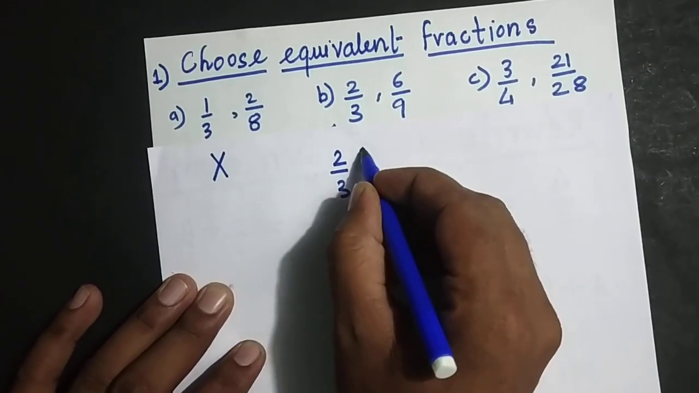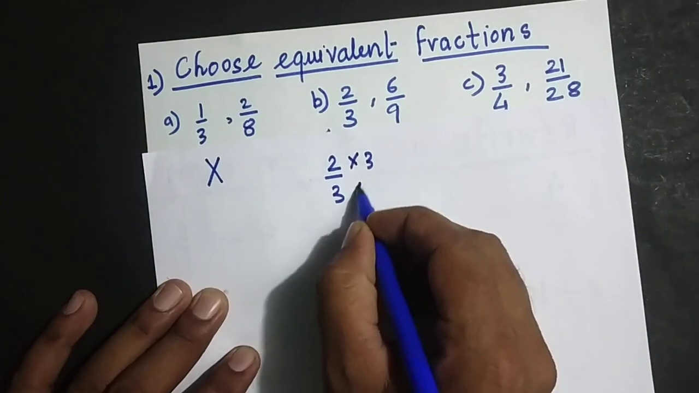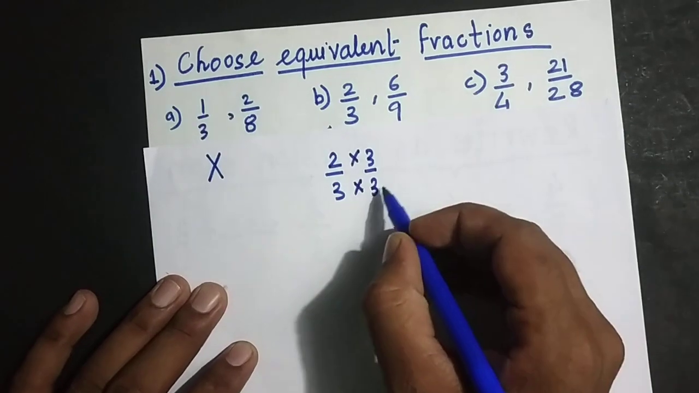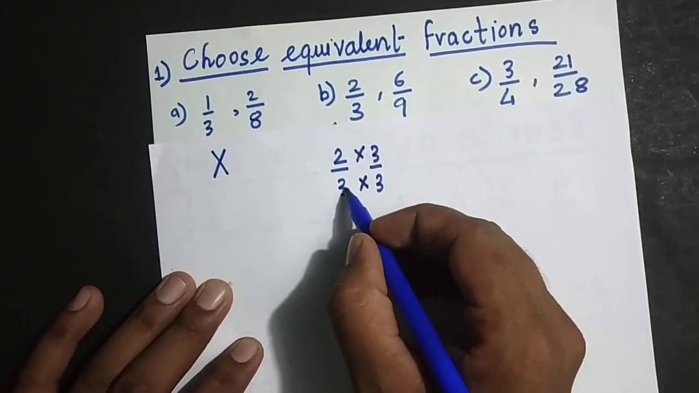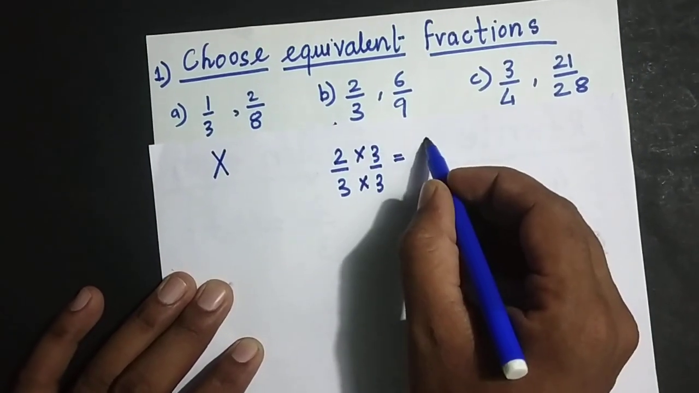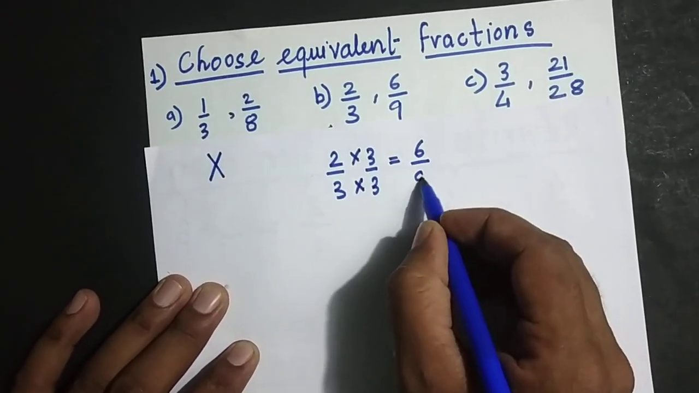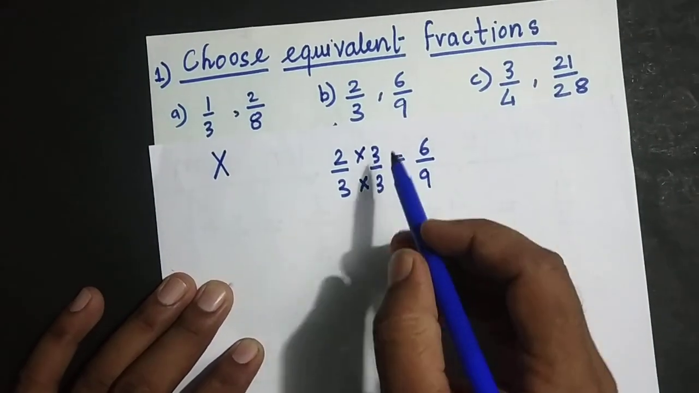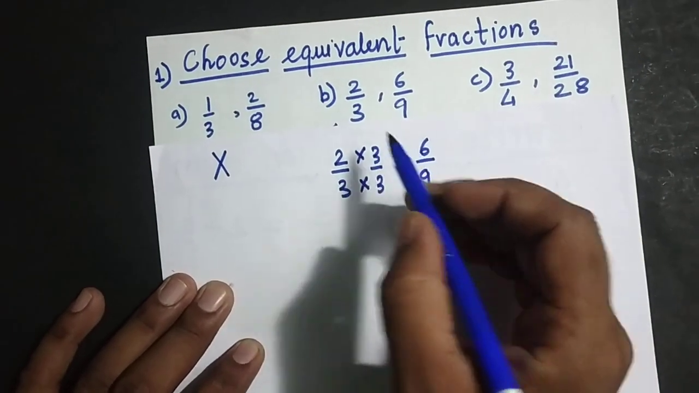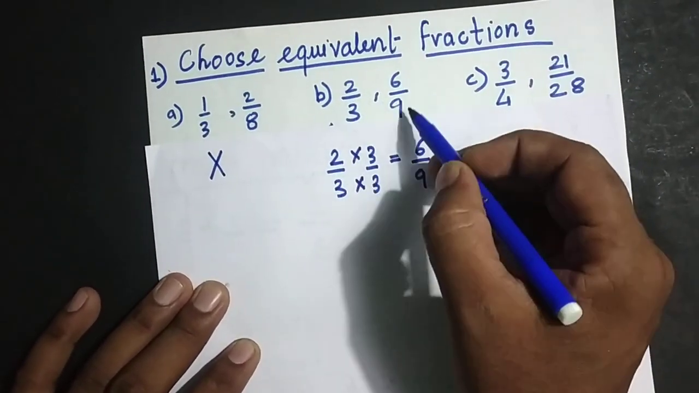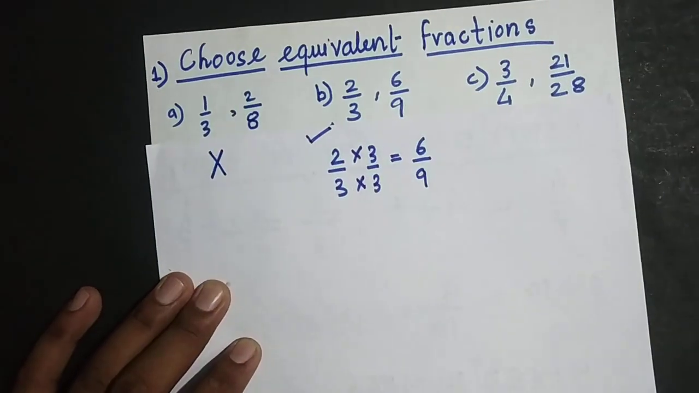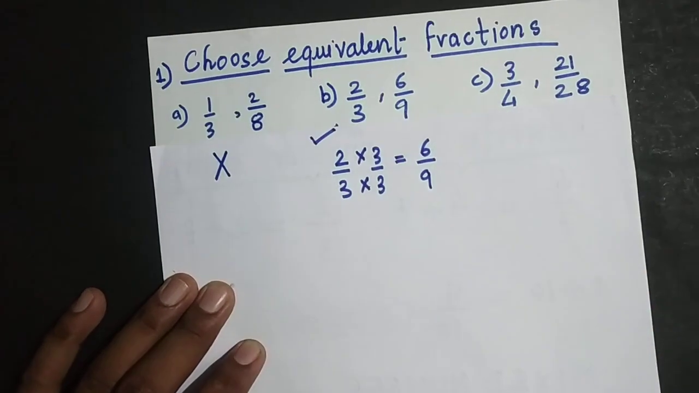You have to remember this thing. We have to multiply numerator and denominator by the same number. Here you can see we are multiplying the denominator and numerator by the same number. So what will we get? 2 multiplied by 3, 6. 3 by 3, 9. It means this number is equivalent to 6 by 9. It means B is an equivalent fraction.